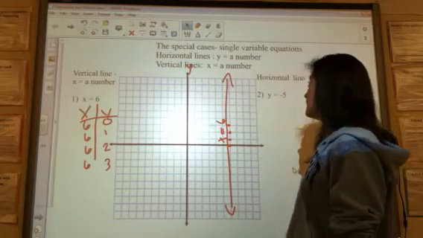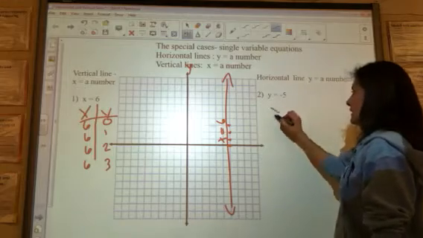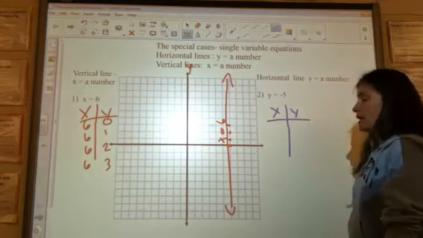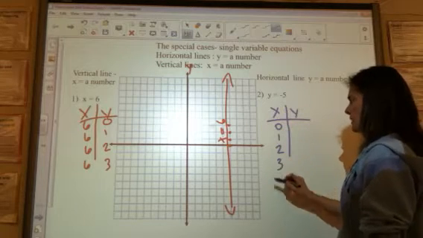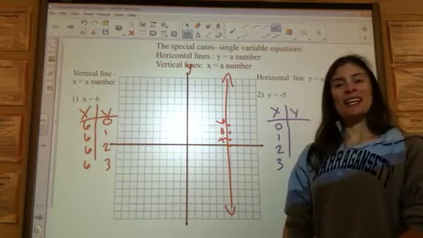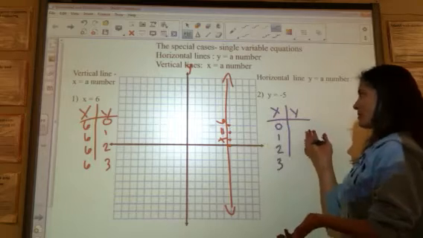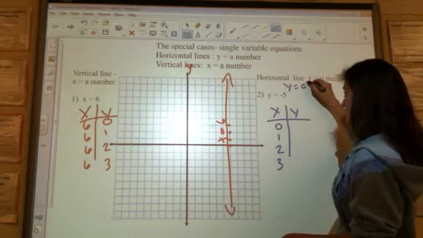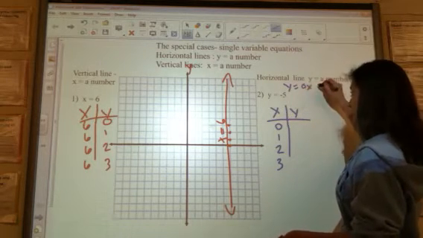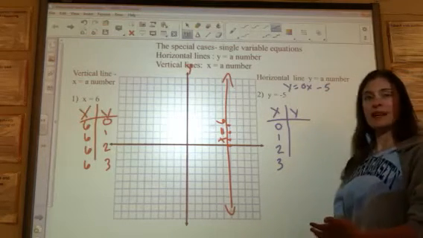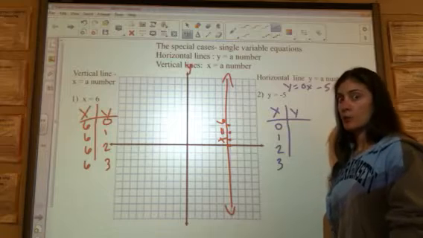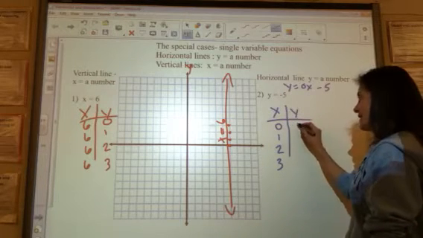Now let's look at y equals. Now we can make a traditional xy chart and we can pick our x values, 0, 1, 2, 3. But when you plug in, there's no x to plug in for. It's invisible because it's 0x. But when you plug in, you're always going to get negative 5 out for y because y always equals negative 5.